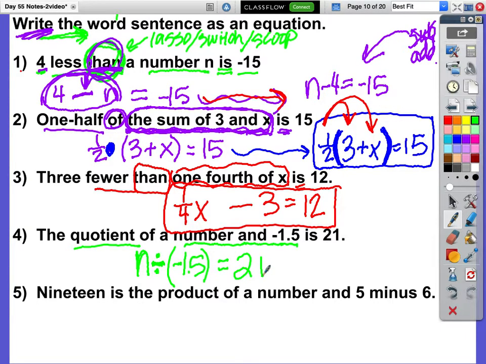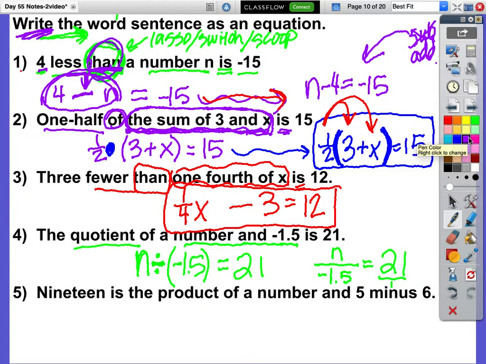That's absolutely fine to write it like that, but I want you to also be aware that, remember, quotient means division. Division can look like a fraction. So it could look like this, n divided by -1.5 in fraction form is 21. And we saw that in an example a couple of slides ago where we could put this 21 over 1 and we could cross multiply and make our life easy. That's how that problem comes about right there.